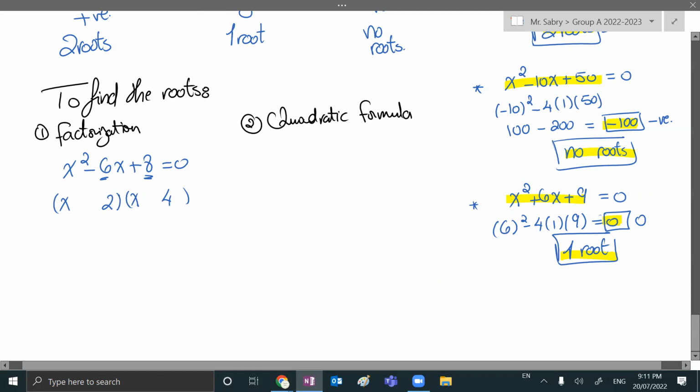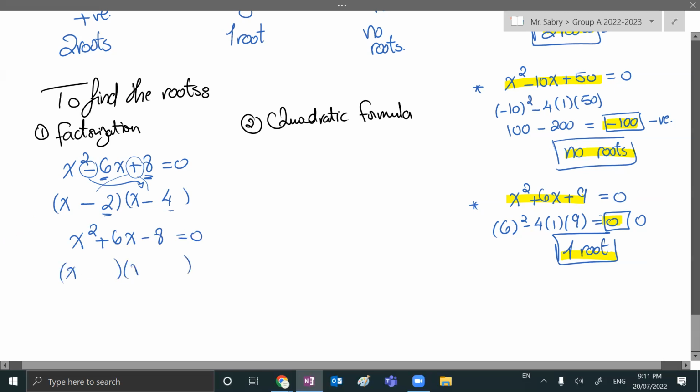Now think of the signs. There are 2 numbers. The bigger number takes the middle sign. So this will be negative. Now since this is positive, both brackets will have the same sign, which means both brackets in this case would be minus. In another case, let's say x squared plus 6x minus 8 equals 0.